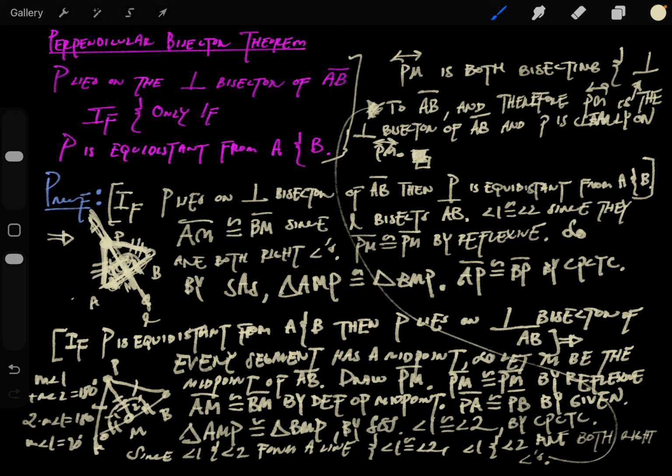I needed to show that angles 1 and 2 are right angles. How do I show that? I showed that these two triangles are congruent, which means that angles 1 and 2 are congruent. Since 1 and 2 form a line and are congruent, they're both right angles. That means the line PM is perpendicular to AB, and it bisects AB, making PM the perpendicular bisector. And of course, P is a point on the line PM. And now you're done.